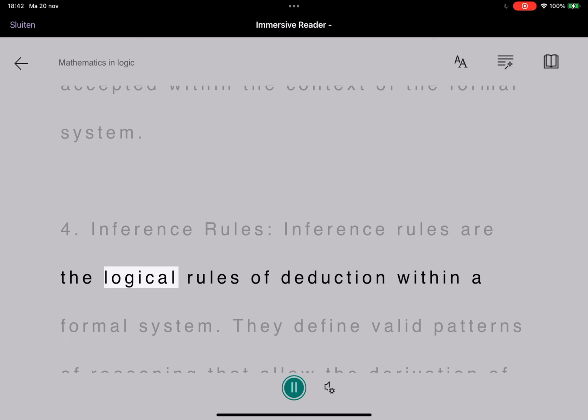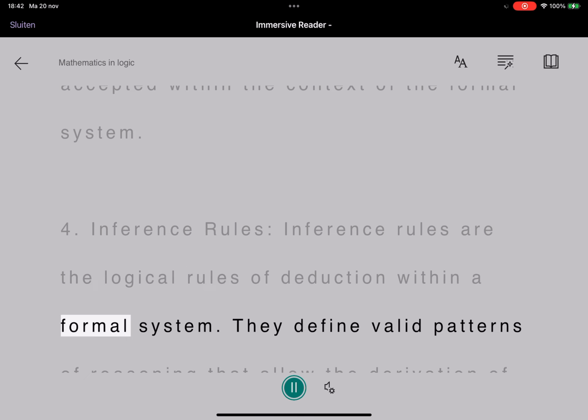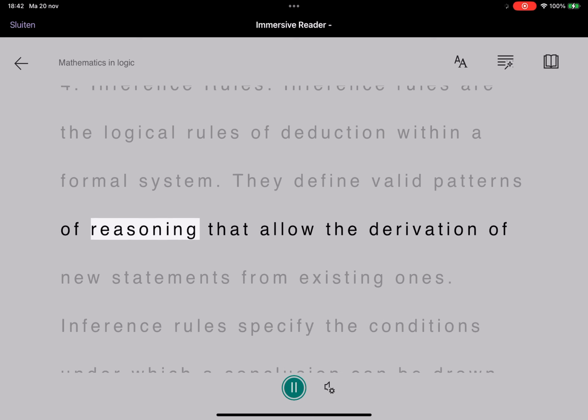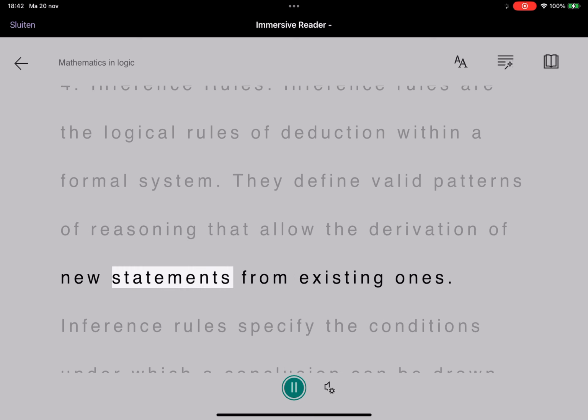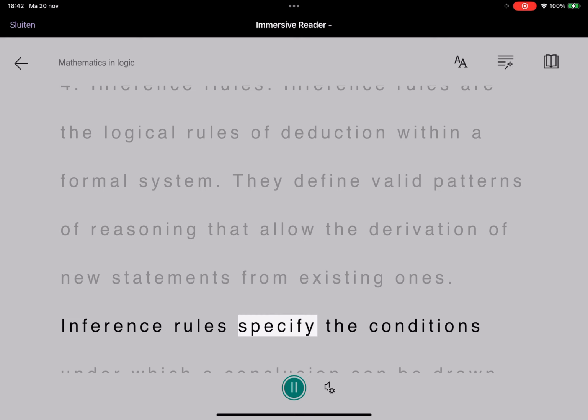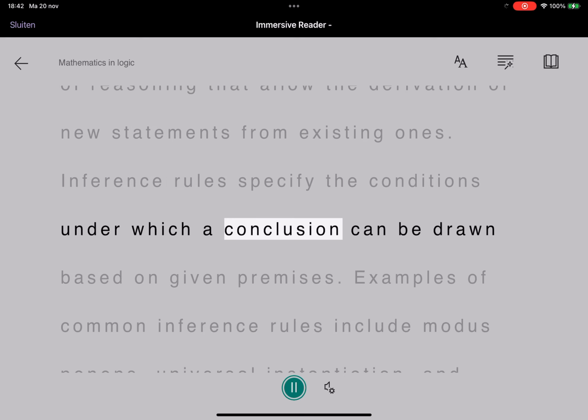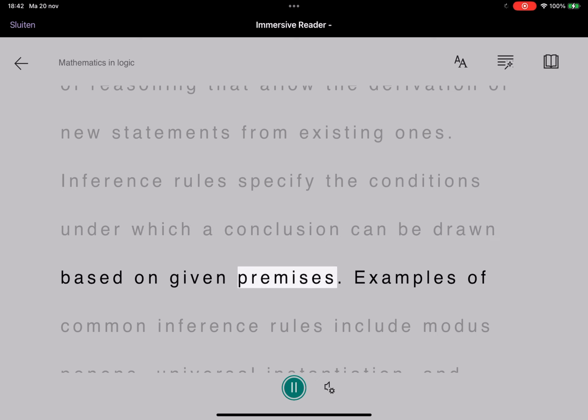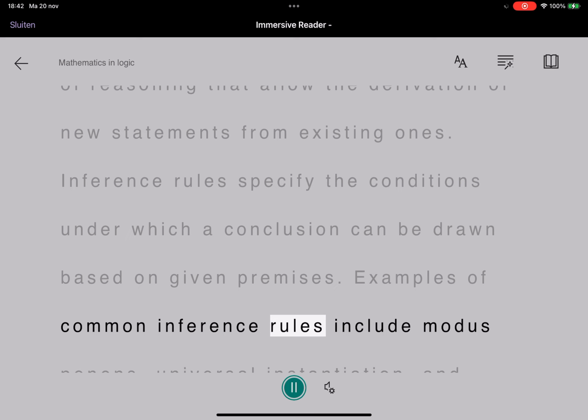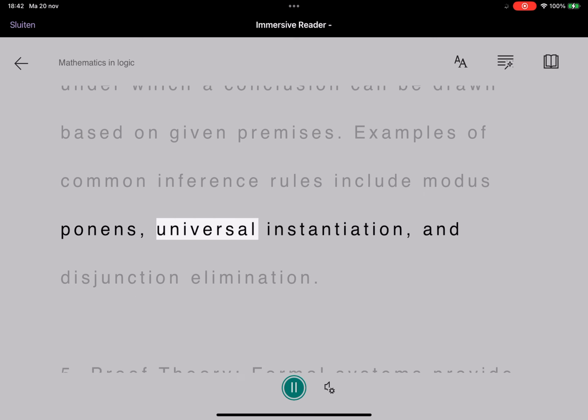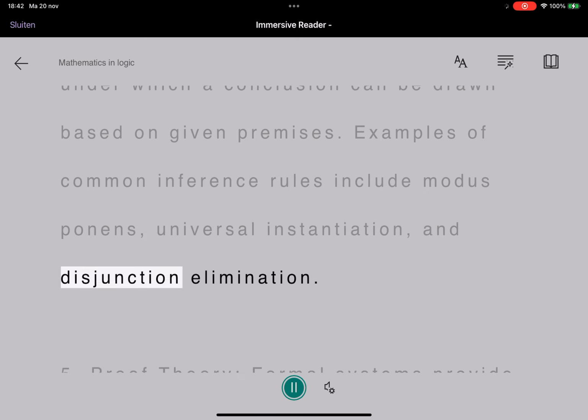4. Inference rules. Inference rules are the logical rules of deduction within a formal system. They define valid patterns of reasoning that allow the derivation of new statements from existing ones. Inference rules specify the conditions under which a conclusion can be drawn based on given premises. Examples of common inference rules include modus ponens, universal instantiation, and disjunction elimination.